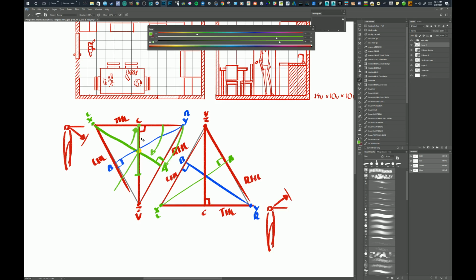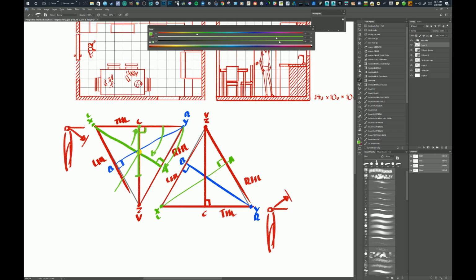So the station point or the distance line is always 90 degrees from the line that the center of vision meets with, right? So in this particular case, the distance line will meet with the center of vision, right? So this is our CV. I just want to make that clear. Our CV is right here.